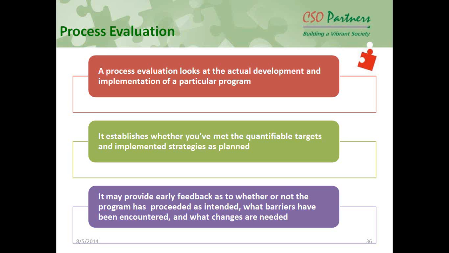But then what to do? Throughout the project cycle, you will have to do a process evaluation. You will have to track the process, whether qualitatively or quantitatively, to see whether the process is on the right track or not. Now, process evaluation looks at the actual development and implementation of a particular program. It establishes whether you have met the quantifiable targets and implemented strategies as planned. It may provide early feedback as to whether the program has proceeded as intended, what barriers have been encountered, and what changes are needed.